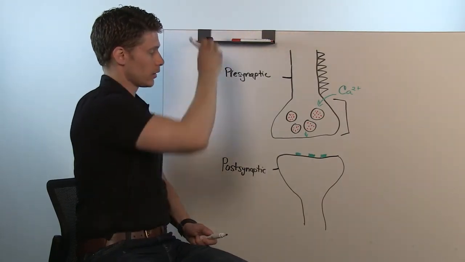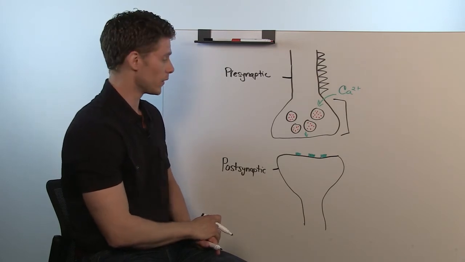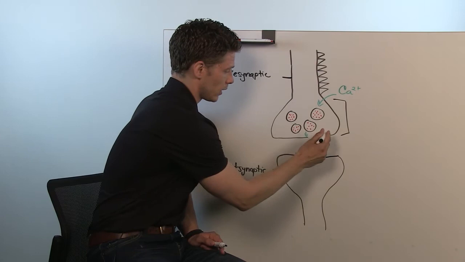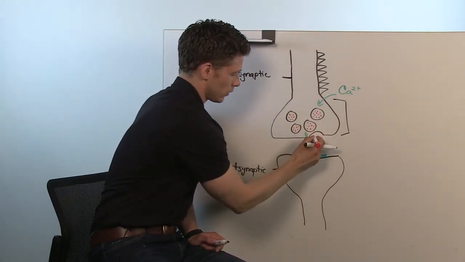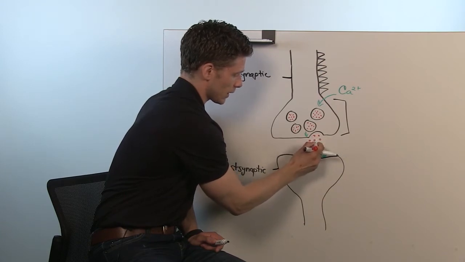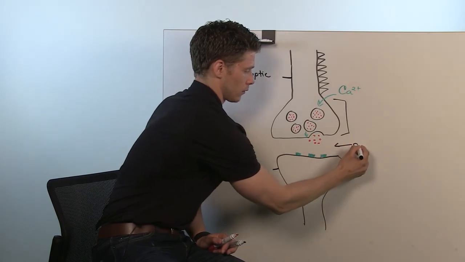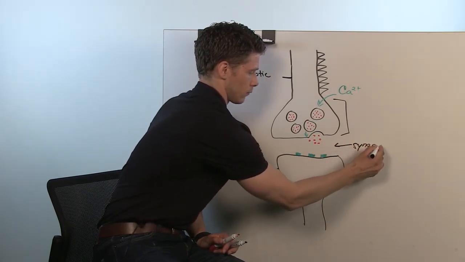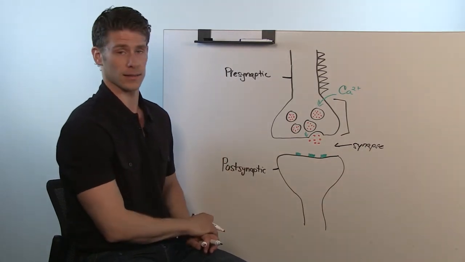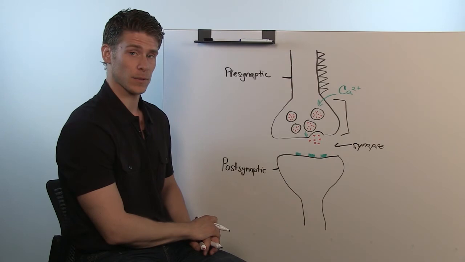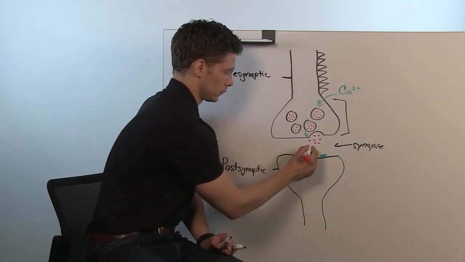So at that point, these vesicles move by a process called exocytosis. And what this does is it causes the release of the neurotransmitter from the presynaptic cell into what's called the synapse. Now, these neurotransmitters, in this case acetylcholine, will cross the synapse and they will bind to receptors on the postsynaptic cell.